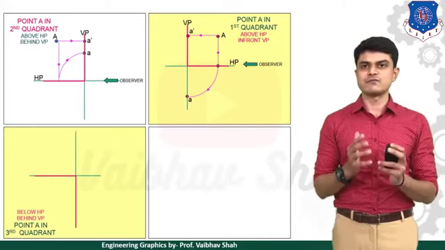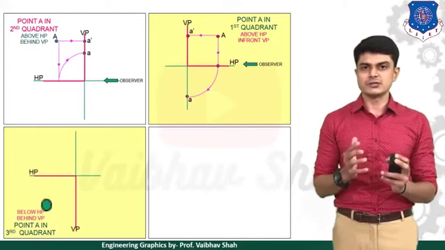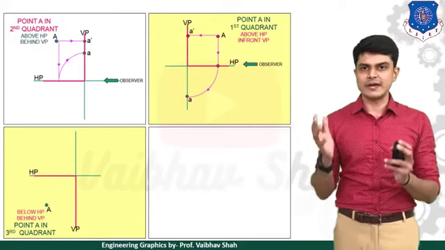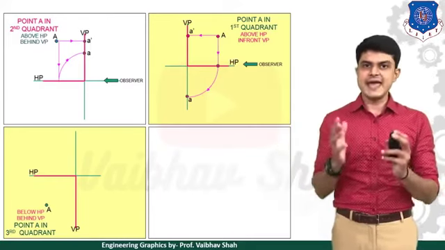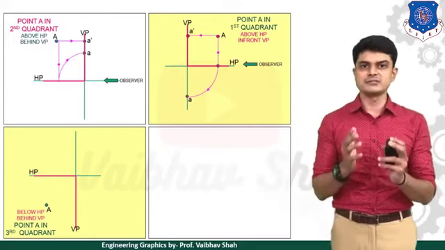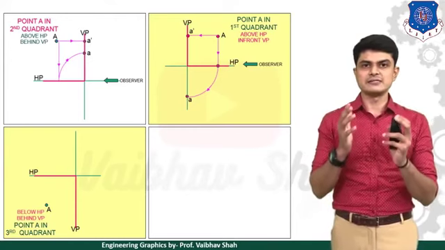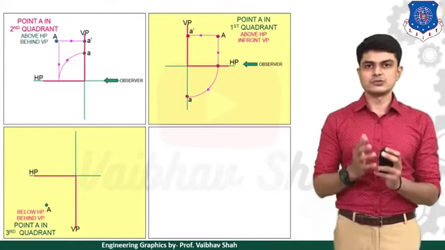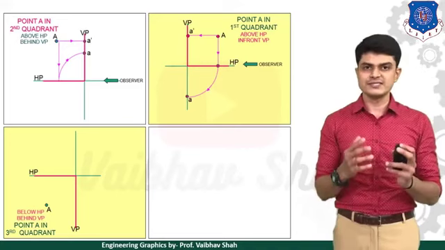So first let us understand what we mean by third quadrant. Third quadrant means something like this. Whenever your point is below HP and it is behind VP, then it is known as the point being in third quadrant. So now let us take two views once again.